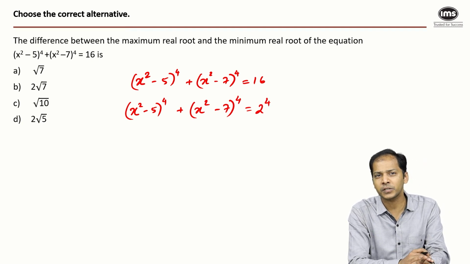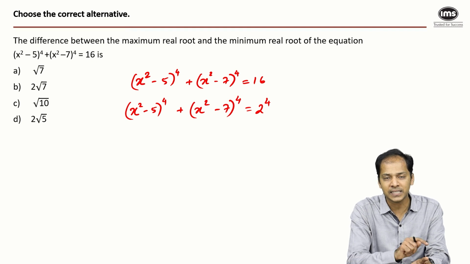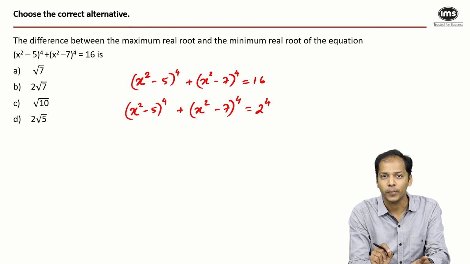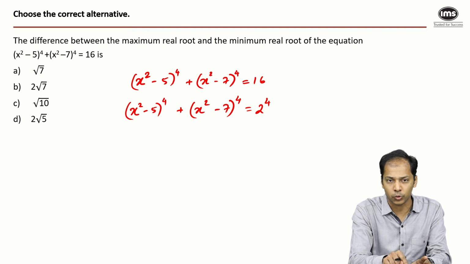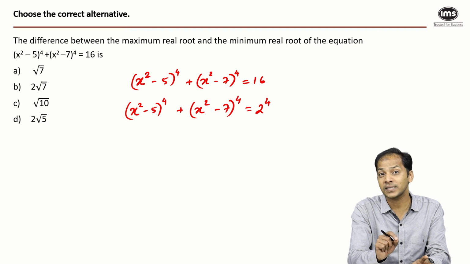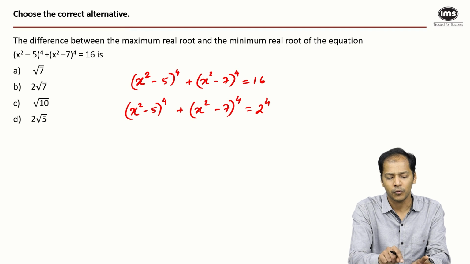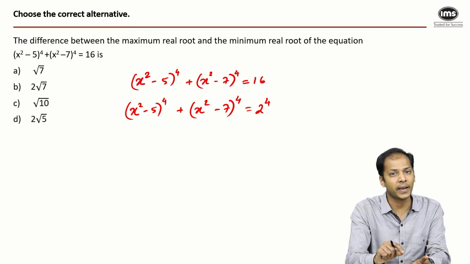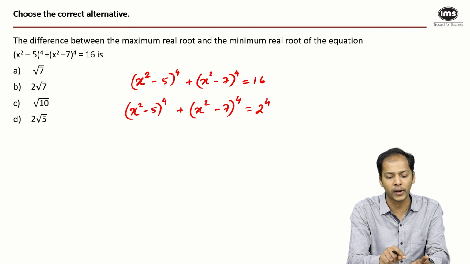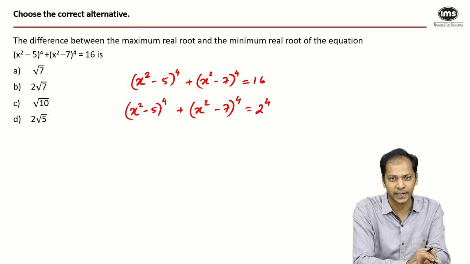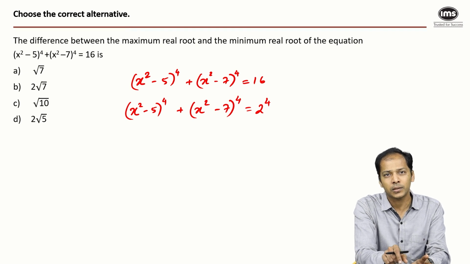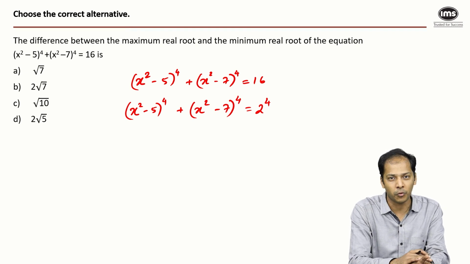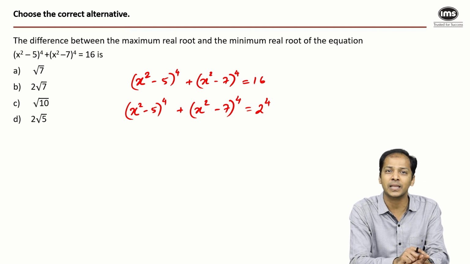Another interesting observation which comes to my mind is that 5 and 7 have a difference of 2. So if one of them becomes a 0, that is, if I make x² − 5 = 0, which will happen at x² = 5, then x² − 7 would be 5 − 7, that is −2, and (−2)⁴ would be the same as 2⁴, and the equation will actually get satisfied. So what I am getting to is, if one of these terms becomes a 0, the other one automatically becomes 2⁴, because the difference between 5 and 7 is nothing but 2.